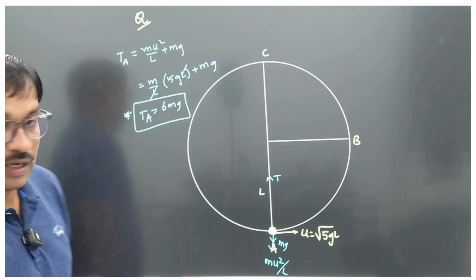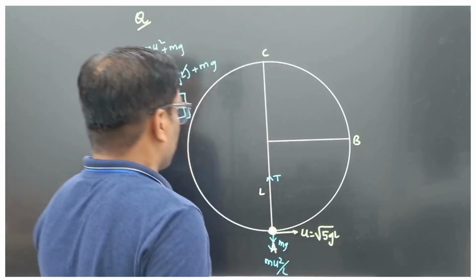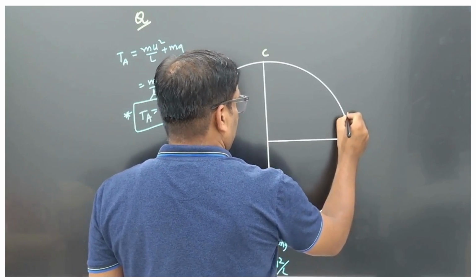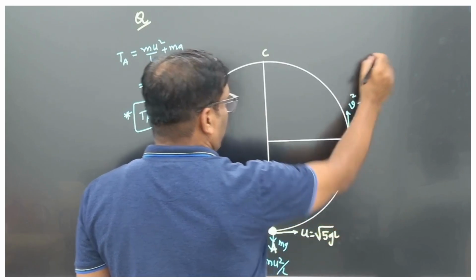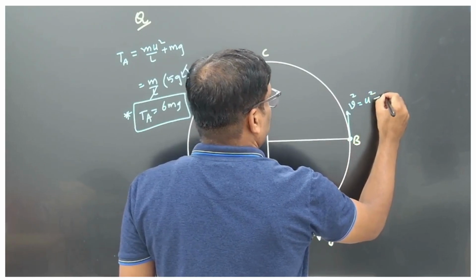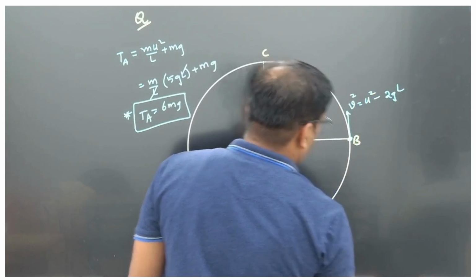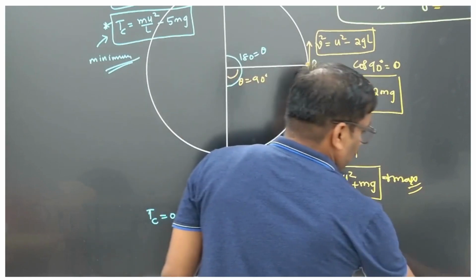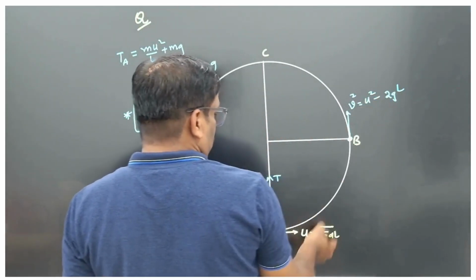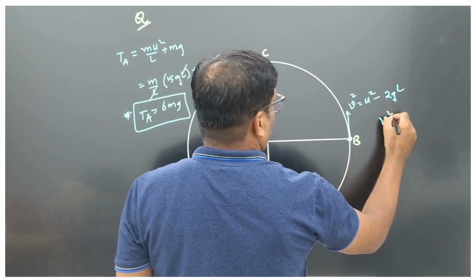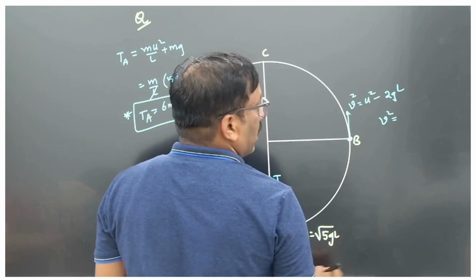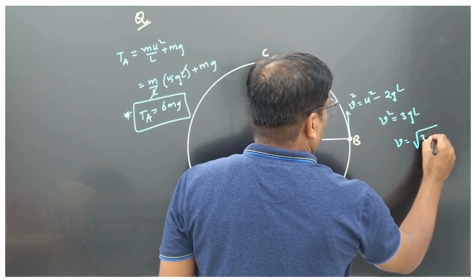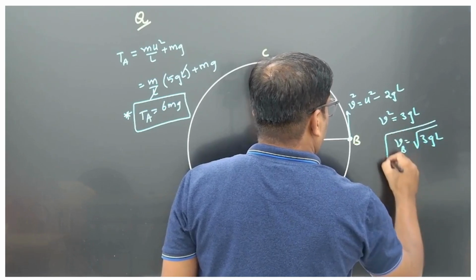Tension at A is what? 6mg. Similarly, we can calculate what the tension at B will be now. Tension and velocity. What is the velocity formula? We got it now. V square is equal to U square minus 2GL. This is the formula we got. Yes or no? V square is equal to U square minus 2GL. So substitute here now. In place of U square, it is nothing but 5GL. So what will you get now? It will be 5GL minus 2GL. It is nothing but 3GL. V is equal to square root of 3GL, velocity at B.